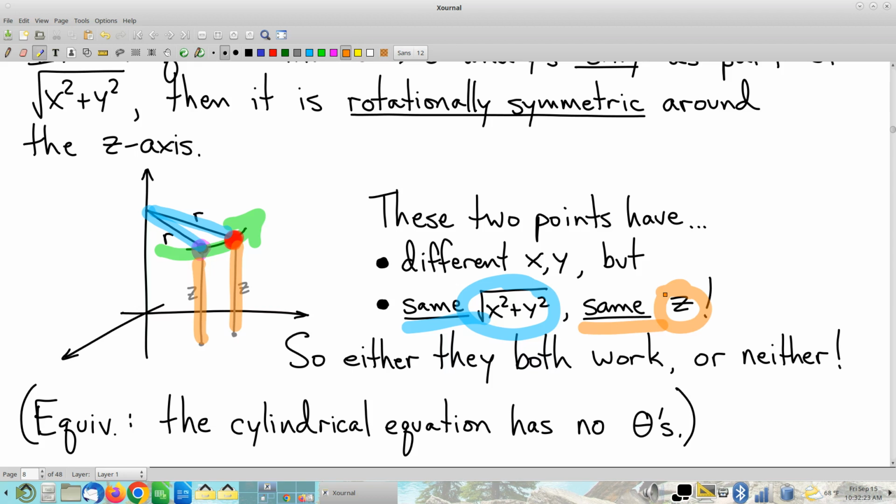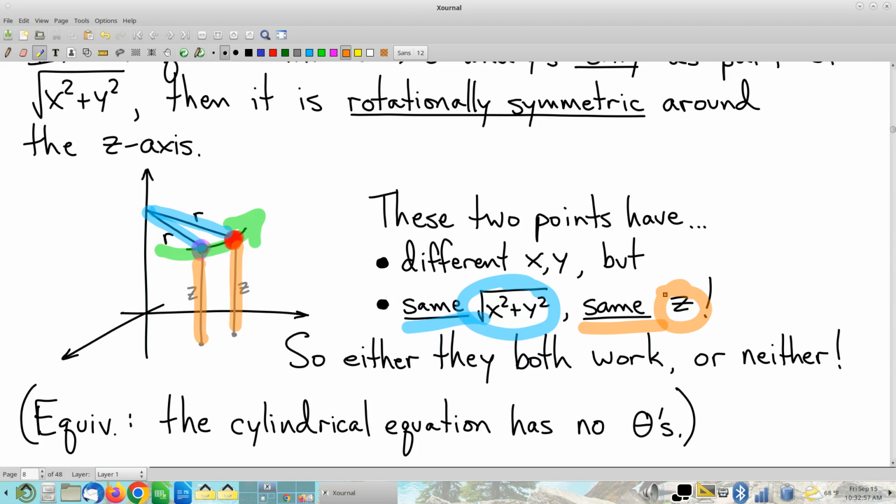And since this is the only thing that shows up in our equation, by assumption, the equation involves x's and y's only in this form. Even though the x and the y are different, they just compute the same value of this expression that all of those variables are wrapped up inside of. And so arithmetically, these 2 points are going to go into the equation and do exactly the same thing. Either they both work or they both don't work. So that makes this surface rotationally symmetric.